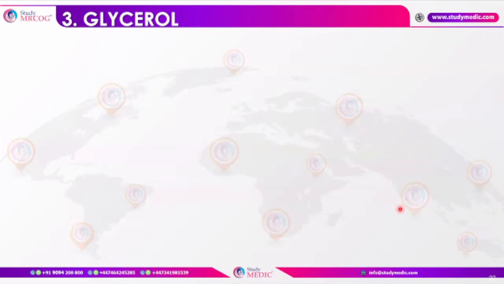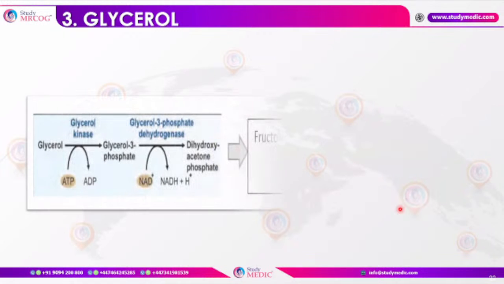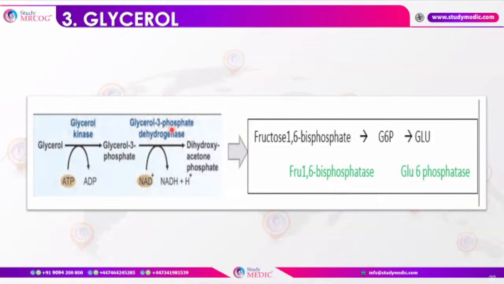From glycerol, glycerol is an abundant source which is available in the adipose tissue. Glycerol kinase and glycerol 3-phosphate dehydrogenase will help us to produce the intermediate of glycolysis, that is dihydroxyacetone phosphate. Now once the intermediate is formed, then it can easily go to the point of formation of glucose, with fructose 1,6-bisphosphatase and glucose 6-phosphatase. So the triacylglycerol, when it breaks down, will give us 3 fatty acids and the glycerol.